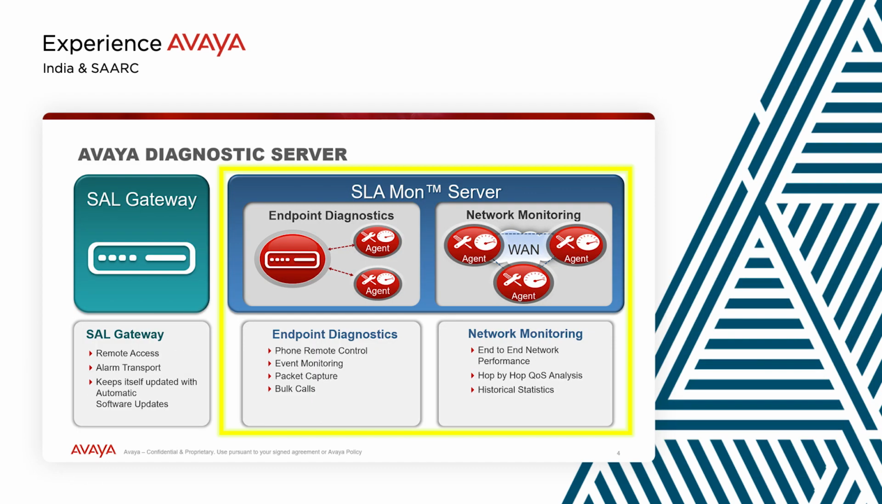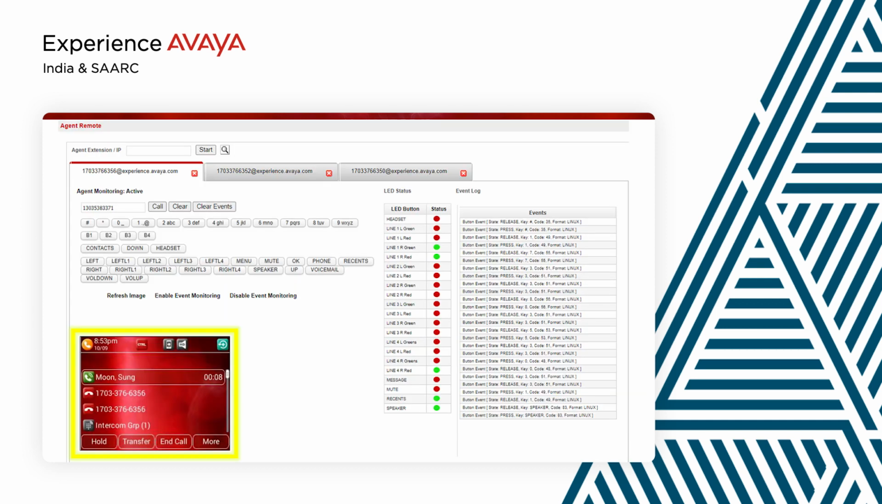Do you support hundreds or even thousands of workers who use IP desk phones? Have you found it difficult to provide a high level of support when you can't see what's happening on their phones? Avaya have solved that problem for you with the Avaya Diagnostic Server SLAMon. With SLAMon, you can remotely view and control an IP phone all through a web user interface.